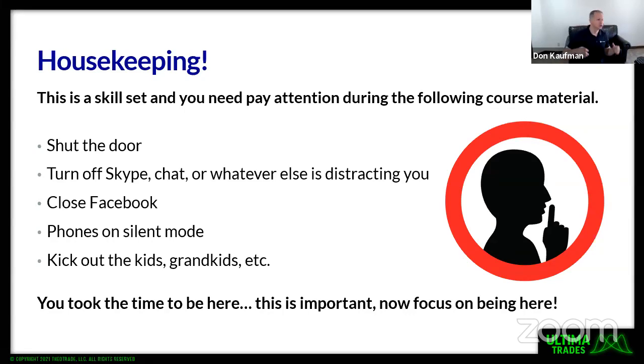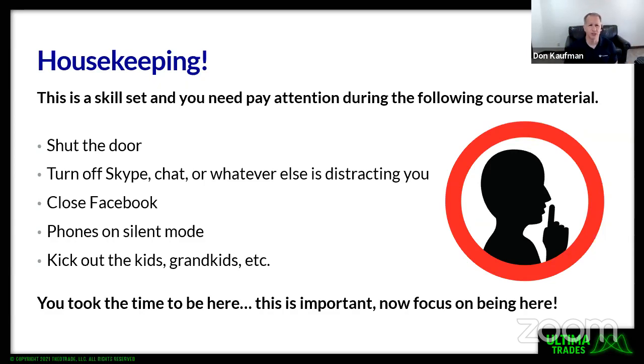Pay attention. Shut the door, turn off Skype chat, whatever else is distracting you, get rid of Facebook completely, put your phones on silent mode. I literally do all of this. Kick the kids out, grandkids out, the dog can stay.